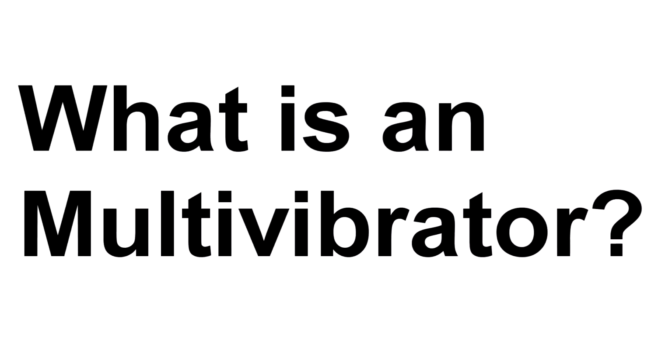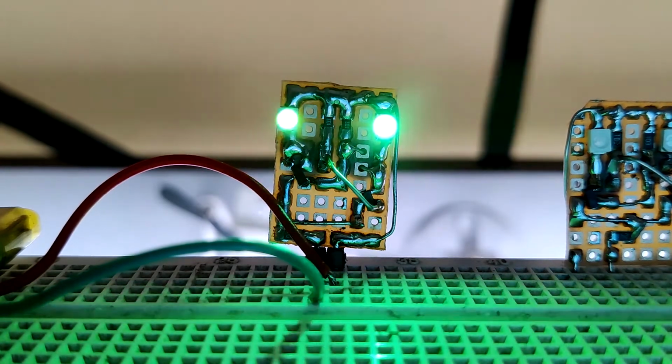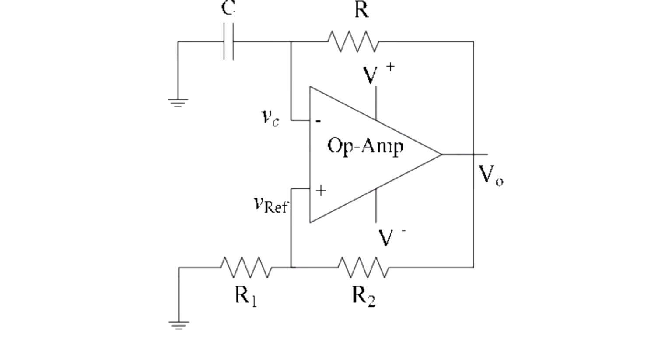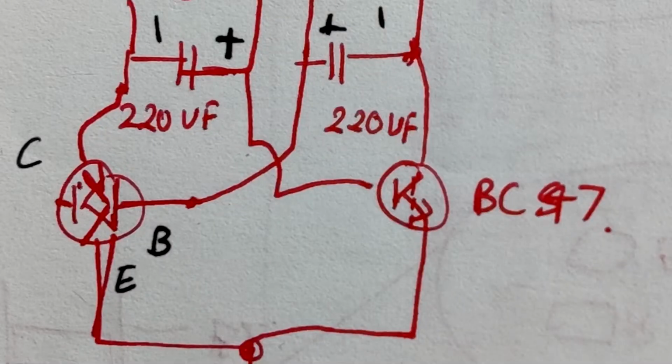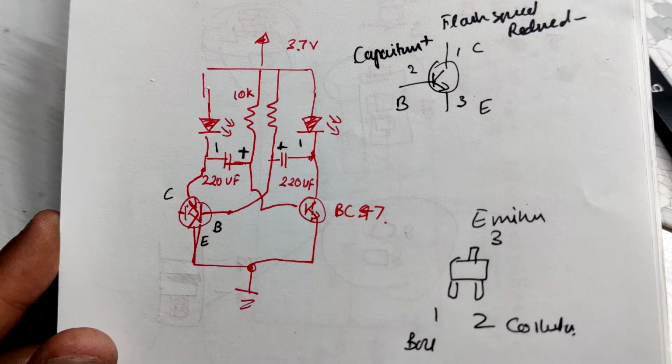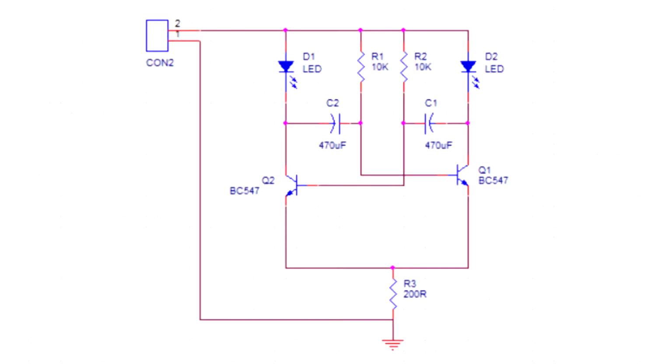What is a multivibrator? Well, a multivibrator is an electronic circuit used to implement a variety of simple two-state devices such as relaxation oscillators, timers, and flip-flops. It consists of two amplifying devices, transistors, vacuum tubes or other devices, cross-coupled by resistors and capacitors. Our setup is based around this schematic.